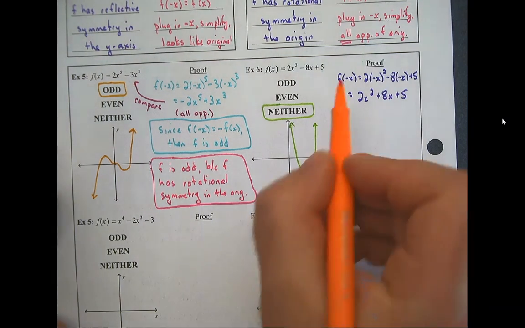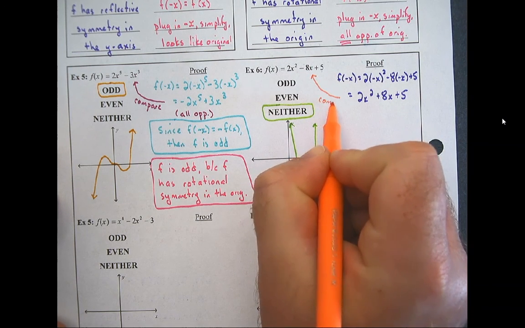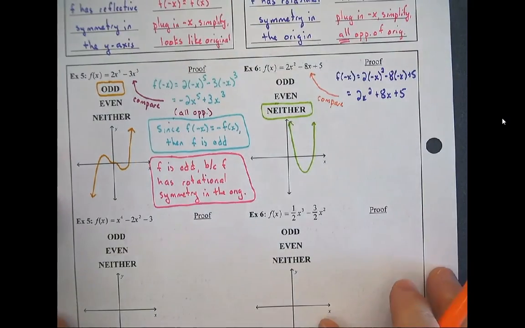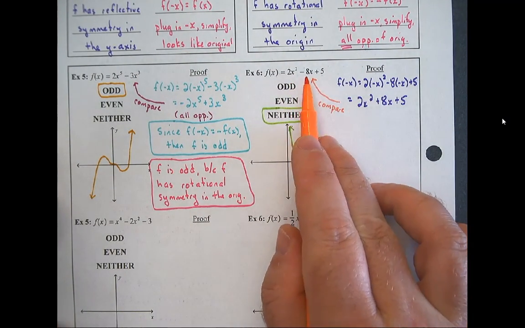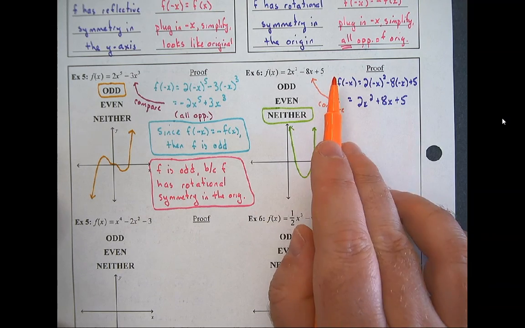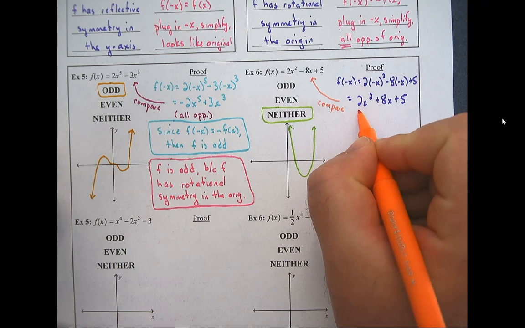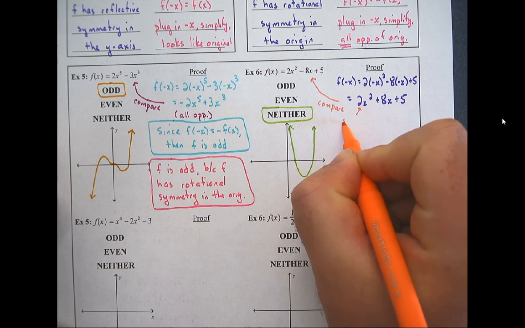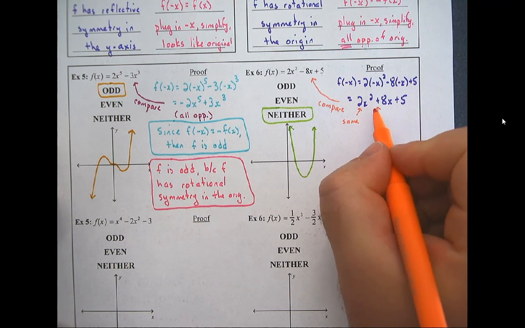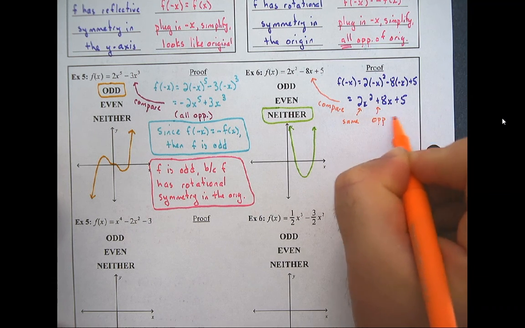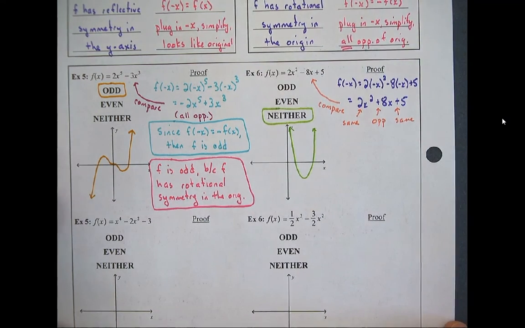Now I compare to the original. And when we compare, we notice that the first term didn't change signs, but the second one did, and then the third one didn't. So this is another proof that this is exactly what we call neither. Same. This one was opposite. This one is the same. So it didn't all switch, and it didn't all stay the same.